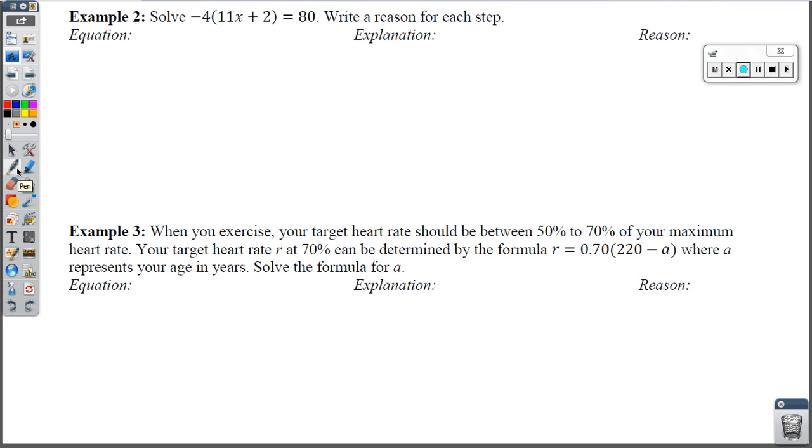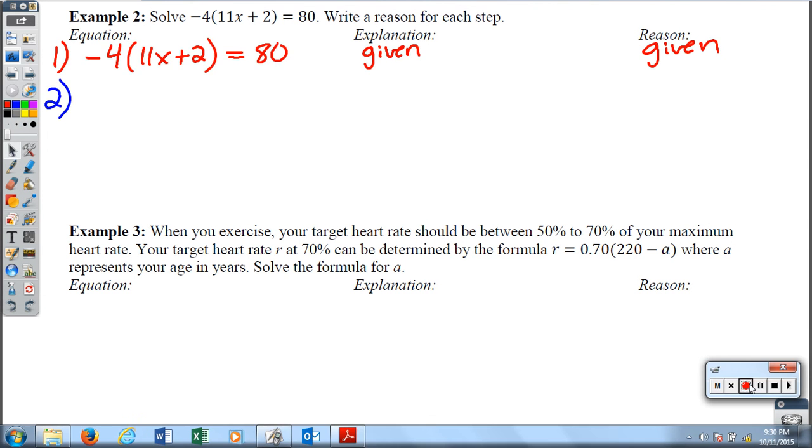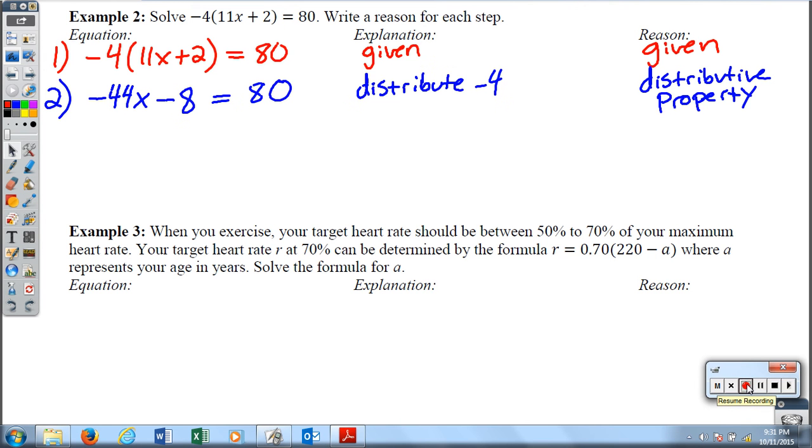So we'll start with the given again. What we're going to do next is distribute -4 through the parentheses. And the reason we can do that is because of the distributive property that we just talked about. So in step number 2, that's what you get when you distribute the -4 through the parentheses.